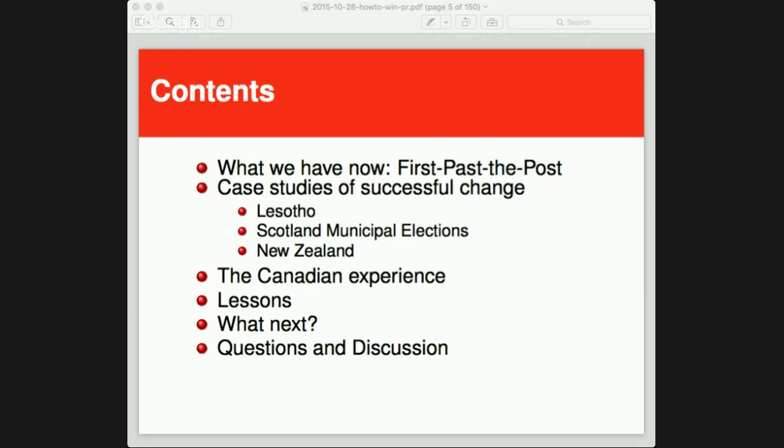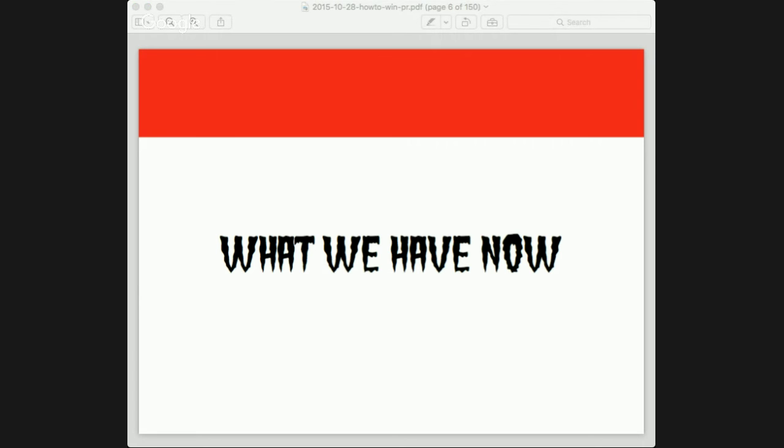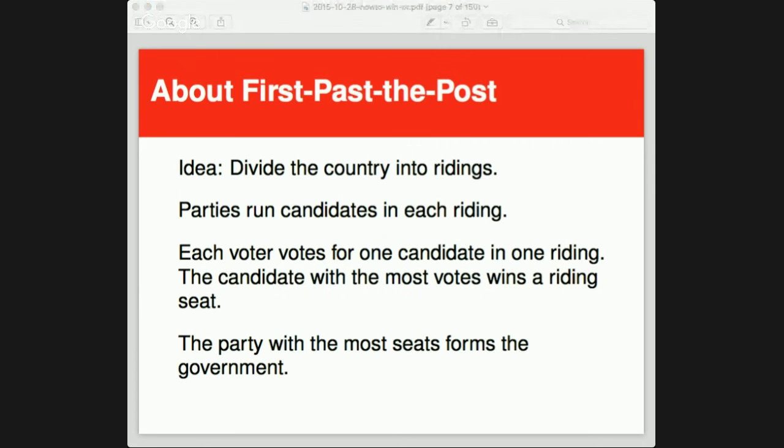What do we have now? What we have now is a system that's called first past the post. Here's the idea. You have a bunch of ridings. We call them electoral districts, but I'll call them ridings. And then you have a bunch of candidates in each riding, right? And then you mark off your X, and the person who gets the most X's wins the riding.